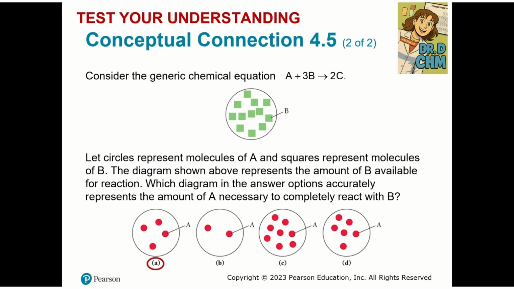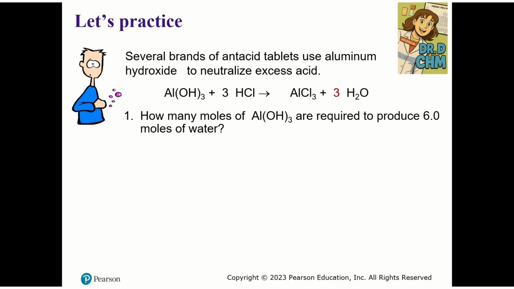Good? Okay, and you might ask yourself, okay, this is pretty easy, I can see it, I can count. But how does that work in chemistry for real, with the reactions, and how am I going to do it? One more problem over here. Several brands of antacid tablets use aluminum hydroxide to neutralize excess acid in your stomach. So how many moles of aluminum hydroxide are required to produce 6 moles of water? Just stop your video and try by yourself.